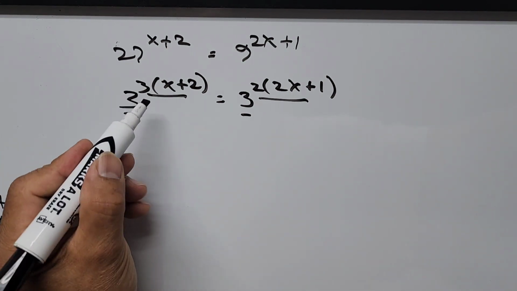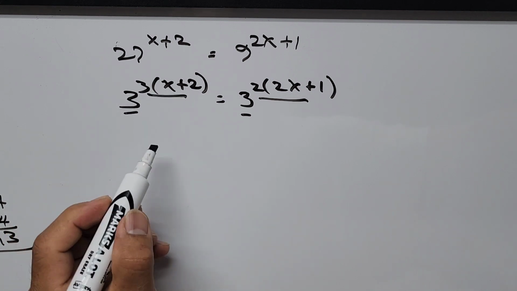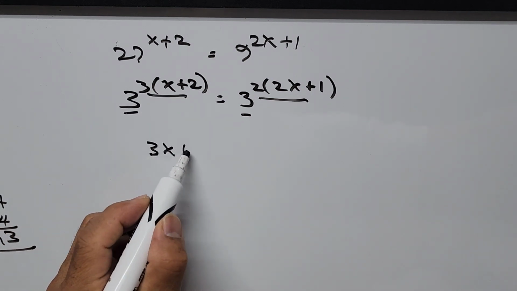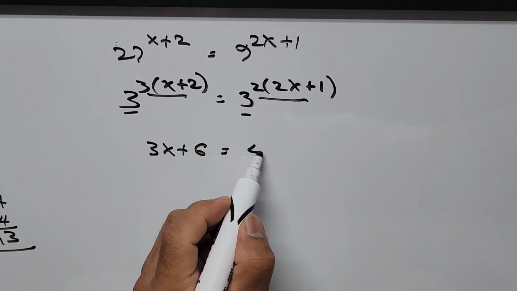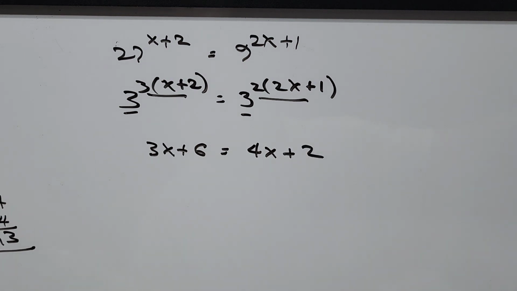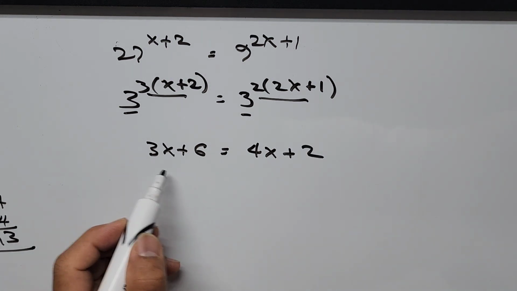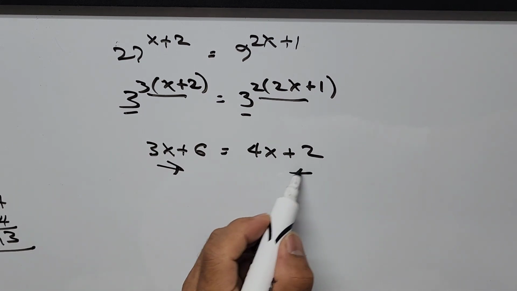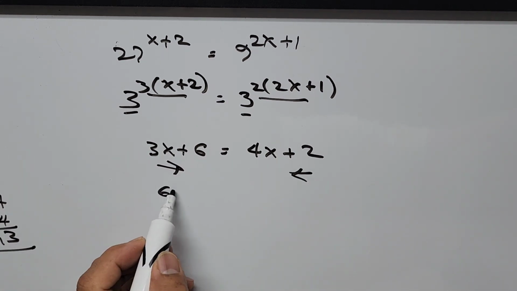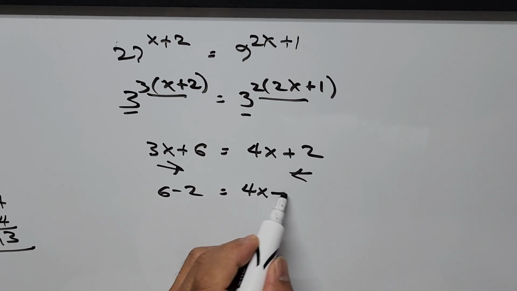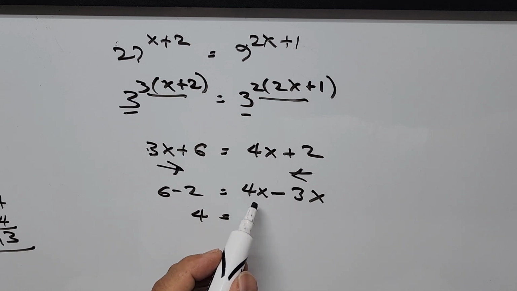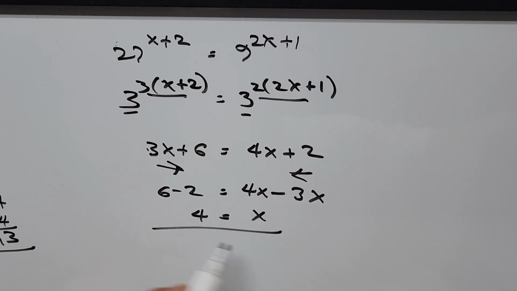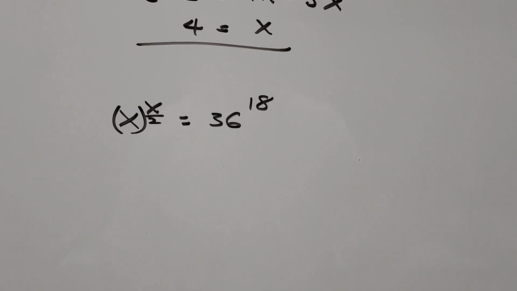And since we have the same base, we can equate the exponents. So we have 3 times x plus 2, that is 3x plus 6, equals 2 times 2x plus 1, that's 4x plus 2. To solve for x, putting 3x to the right and 2 to the left, we have 6 minus 2 equals 4x minus 3x. So 6 minus 2 is 4, equals x. So that's the final answer.